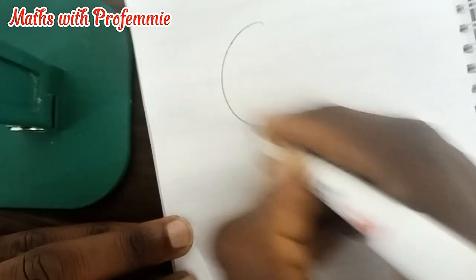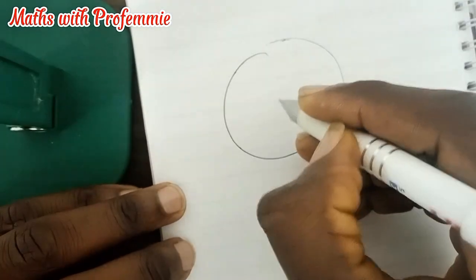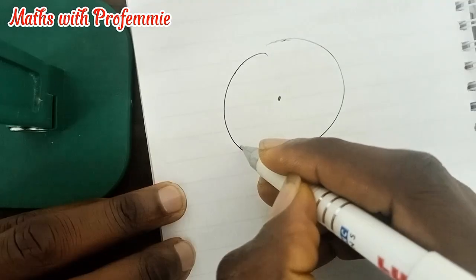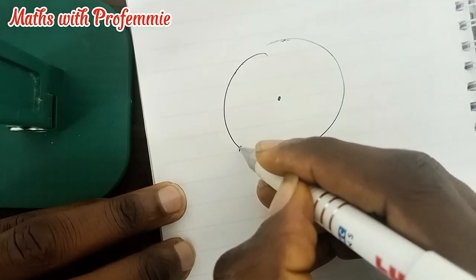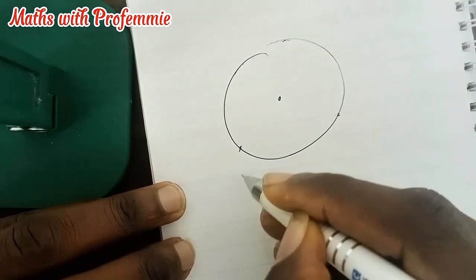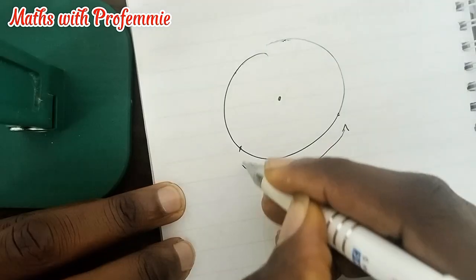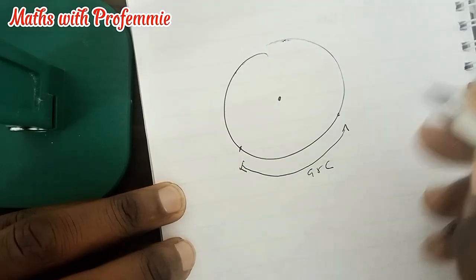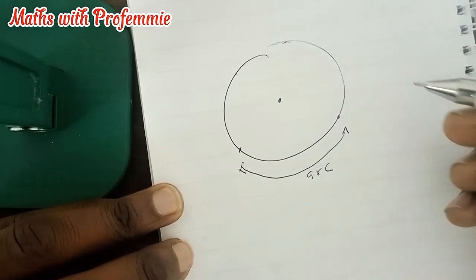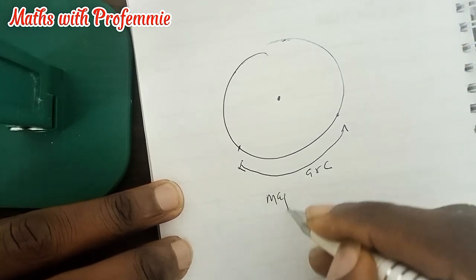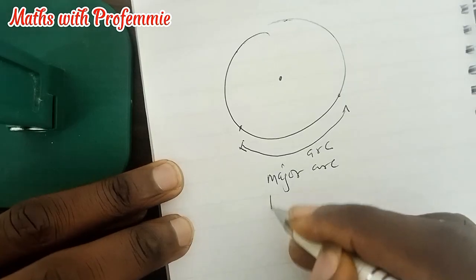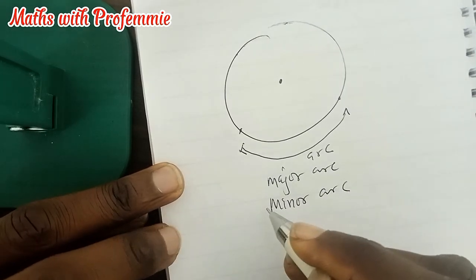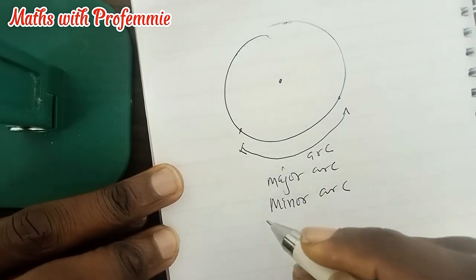Now having this as a circle with the center here, from this part that is being noted here to this part, let me use this to mark it. This is called an arc. The same way, we have major and minor. So there's something called a major arc, and there's that which is called a minor arc. The minor is always the smaller, while the major is always the bigger part.